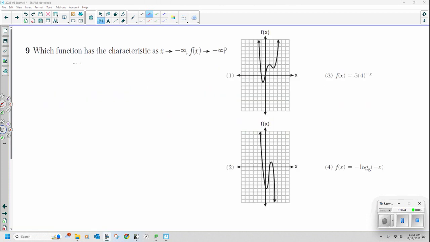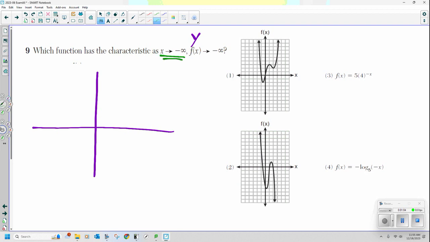Number 9, which function has the characteristic as x goes to negative infinity, f of x, or y, goes to negative infinity? Let's first look at the first part, as x goes to negative infinity. On my x-axis, the positives are to the right. So if I go to the right forever, that's positive infinity. If I go to the left forever, where the negatives are, that's negative infinity.